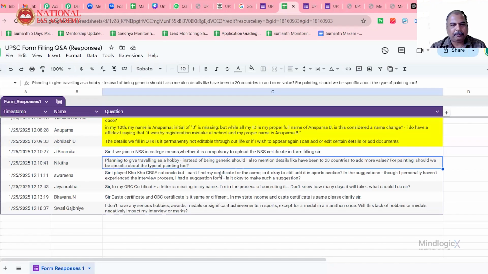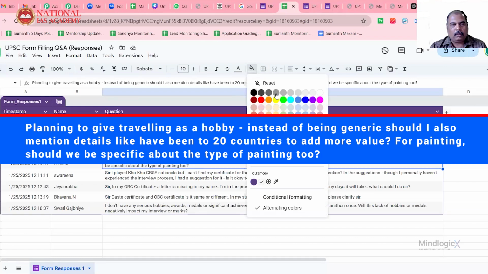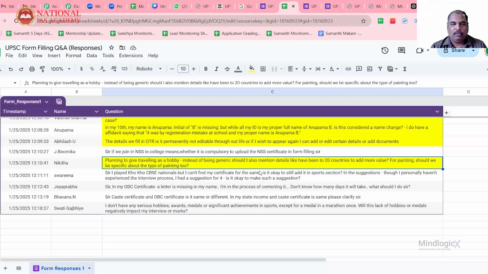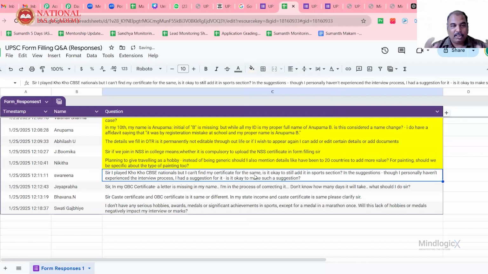So Nikita has asked another question. Planning to give traveling as a hobby instead of being generic, should we mention details like I've been to 20 countries to add more value? For painting, should we be specific about the type of painting? Okay. Say the type of painting, it is better to have the type of painting, because painting means what, canvas painting? You can just have a thing like that. So it is always better to be specific in certain things. Traveling as a hobby: yes, if you have really traveled to 20 countries and you could manage information about 20 countries, what you can tell, yes, of course you can. So traveling to countries, yes, you can put it as a hobby, not a problem.